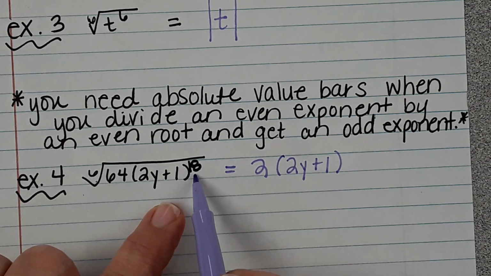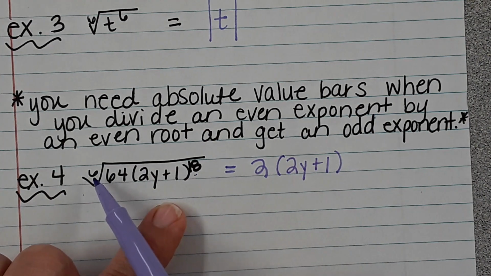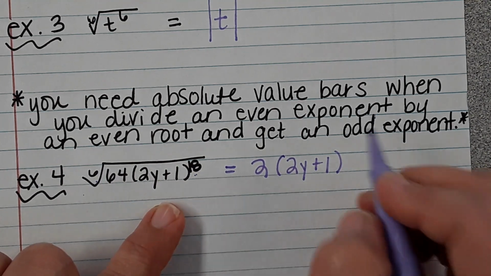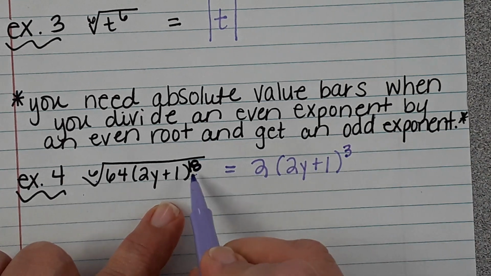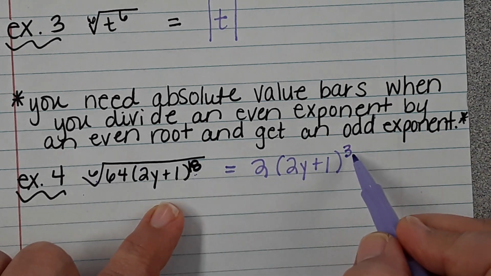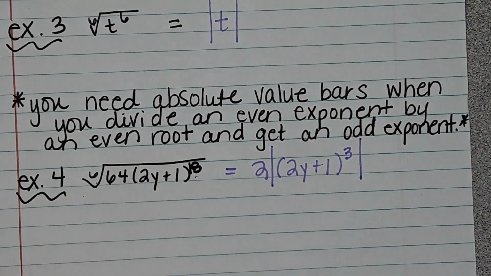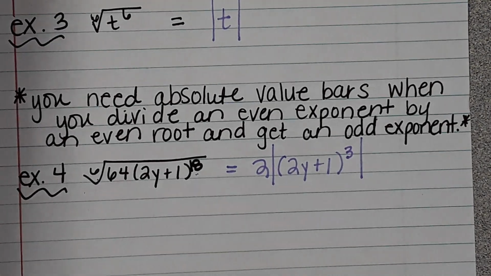18 is my exponent, 6 is my root. I notice that they're both even. What is 18 divided by 6? 3. So even, and my answer is an odd. So I need to put absolute value symbols around that part. I don't need to do it over the 2. The 2 is fine, but the quantity of 2y plus 1, I need to work on. Any questions? Okay.